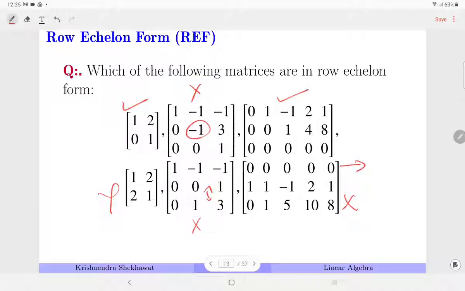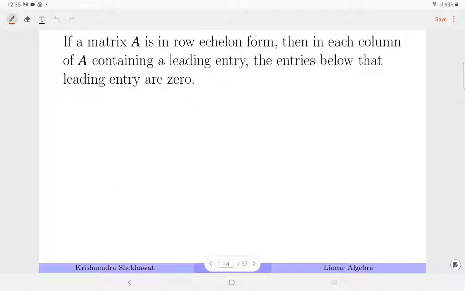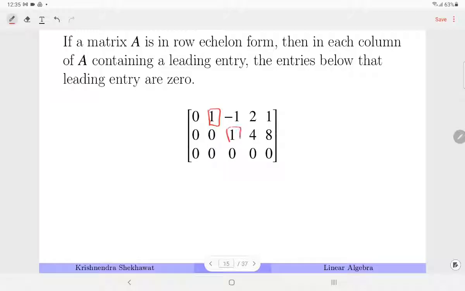Now based on these examples, we can make a very interesting remark, which says that if a matrix A is in REF, then in each column of A containing a leading entry, the entries below the leading entry must be 0. So consider this matrix. There are only 2 leading entries and you can see that below the leading entries, all the entries are 0. Above it can be 0 or non-zero, but below it must be 0. So this is how you can remember or check whether the matrix is in REF or not.